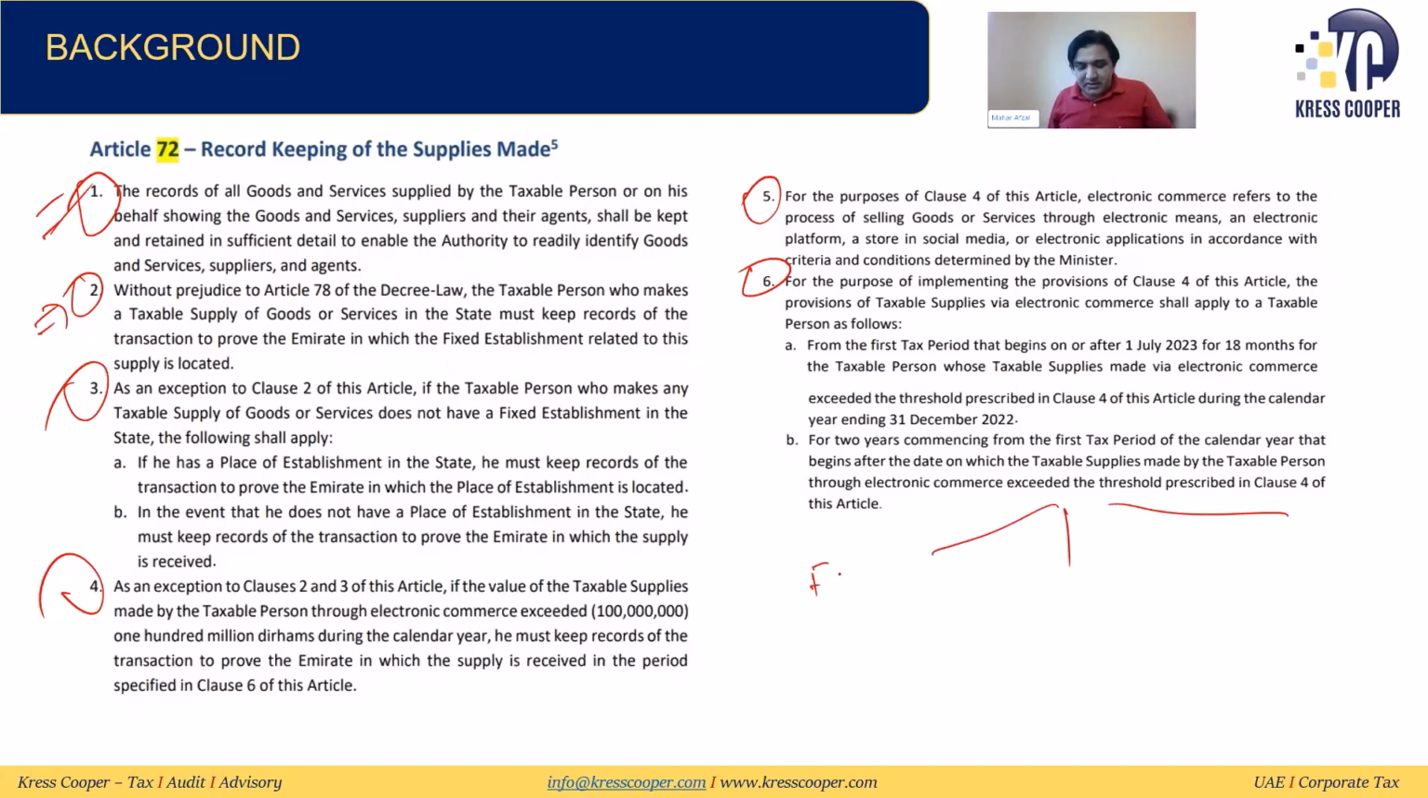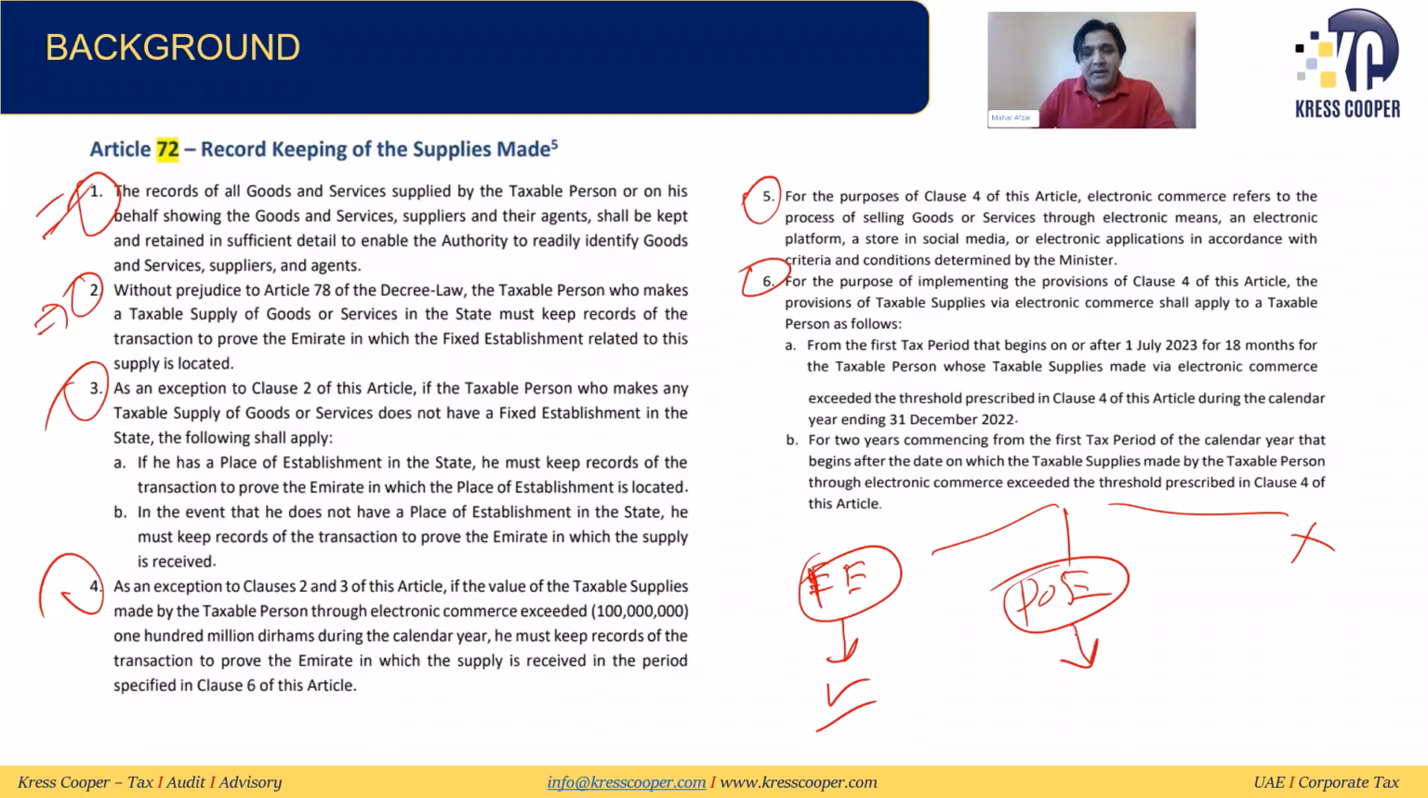First is a fixed establishment. Second is the place of establishment. And third, there is no fixed establishment and no place of establishment. If there is a fixed establishment, we need to report the supply in the Emirate of the fixed establishment very closely related to the supply. If there is none, then we need to look into the place of establishment. So where there is a place of establishment, we need to report.